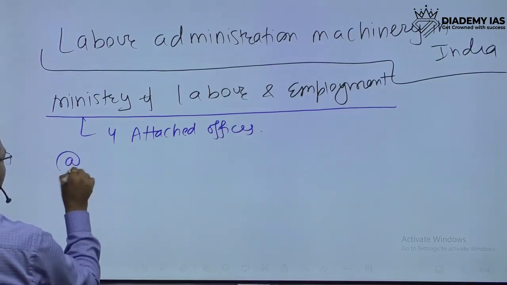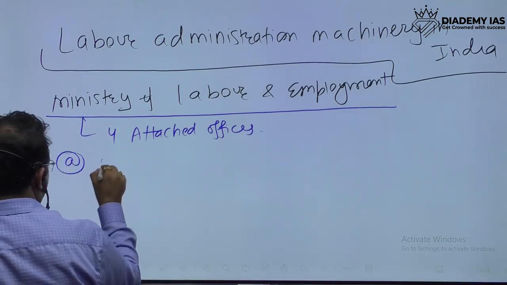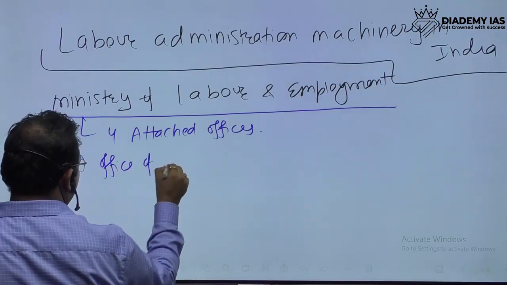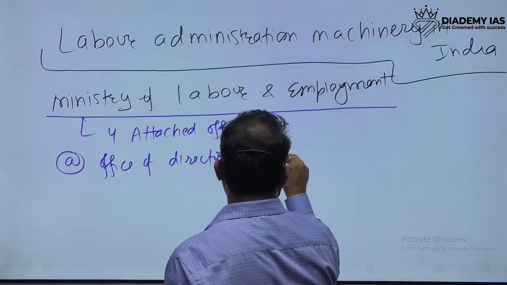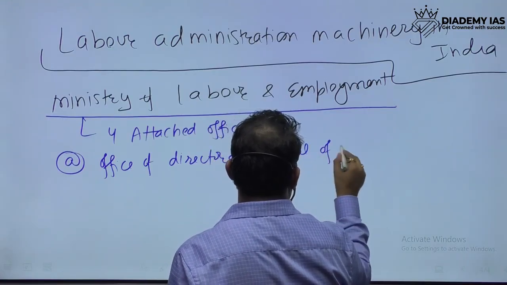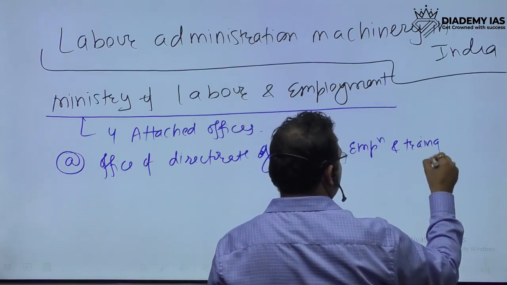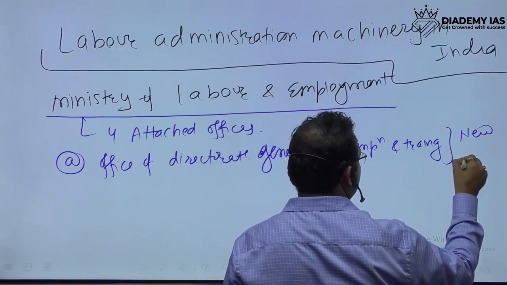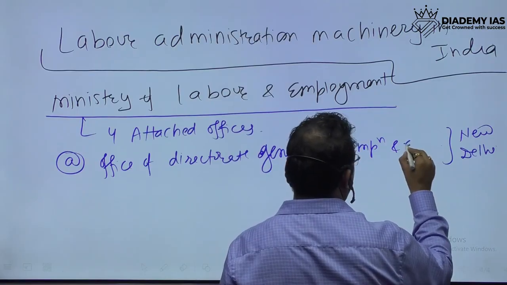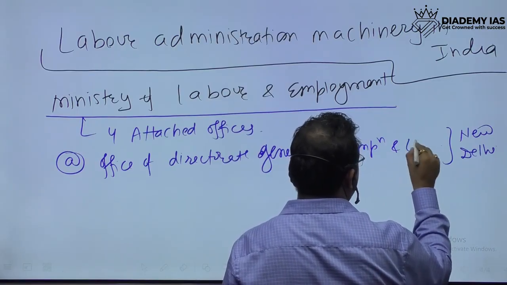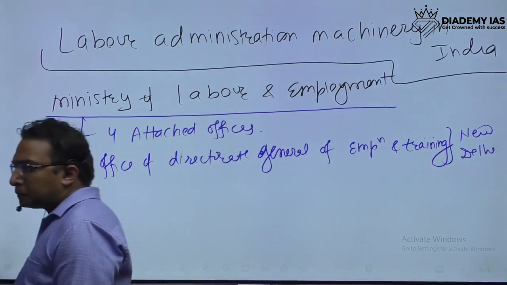Okay, what are these 4 attached offices? First is the Office of the Directorate General of Employment and Training, and this is in New Delhi.